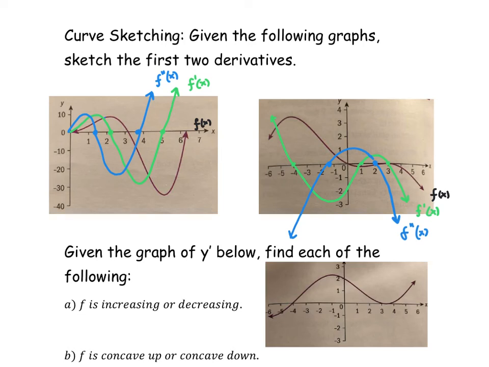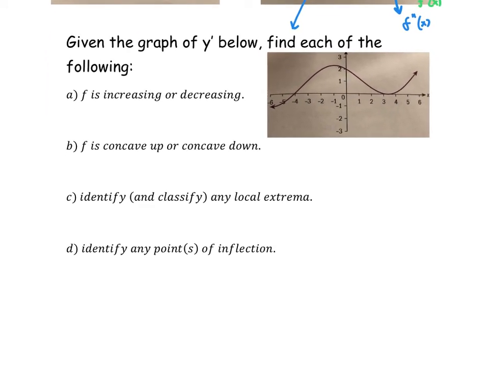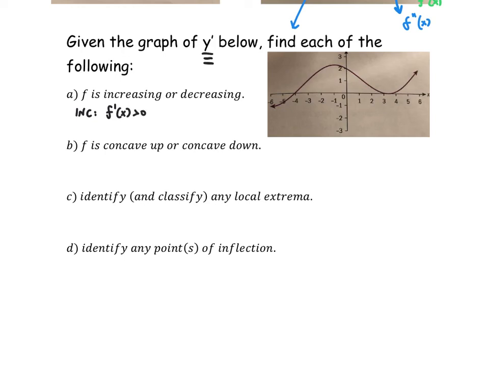Okay, let's look at this last question here. Given the graph of y prime, find each of the following. Okay, so first thing you got to know is you're looking at the first derivative. So f is increasing where the first derivative is greater than 0. So let's analyze this graph and see where the first derivative is greater than 0. Since this is the first derivative, I'm looking for positive outputs. Okay, so that's where the function is increasing.